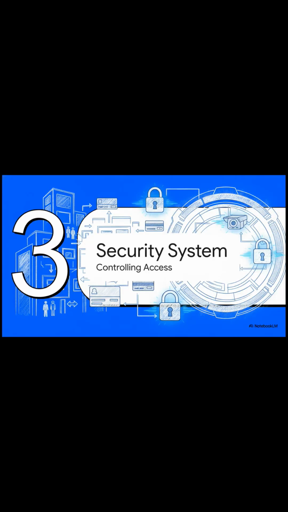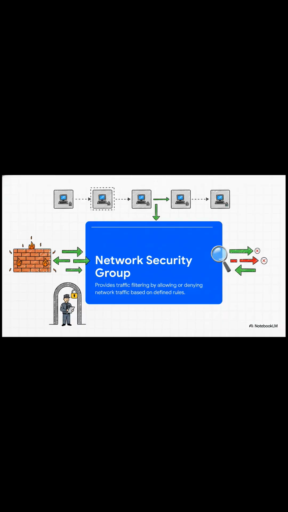Great. Our building has floors and rooms. But who gets in and out? It's time to install a state-of-the-art security system to control all the access points. In Azure, that security detail is called a network security group, or an NSG. It's basically a virtual firewall. You can attach an NSG to an entire subnet, kind of like putting a security guard at the elevator for a whole floor, or even to a single machine. Its job is simple. Check all incoming and outgoing traffic against a list of rules you create, and then either allow it or deny it.